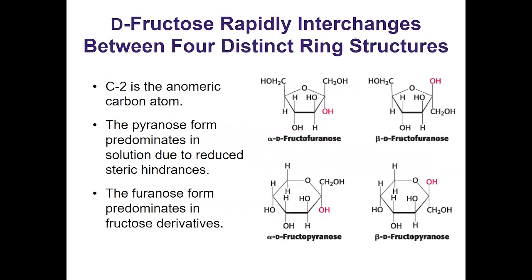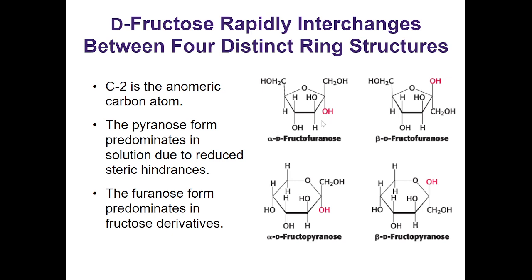Okay, so the D-fructose is going to rapidly interchange between 4 distinct ring structures. Your C2 is going to be the anomeric carbon atom, because again, that is the keto. The pyranose form is going to predominate in solution due to the reduced steric hindrance. The furanose form is going to predominate in fructose derivatives. And so here we see the different examples.